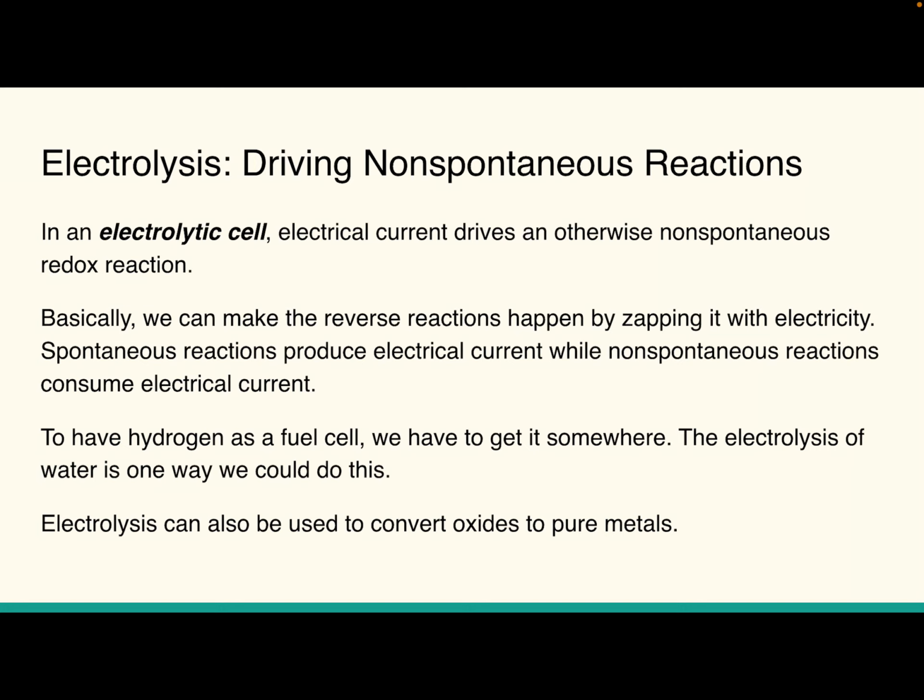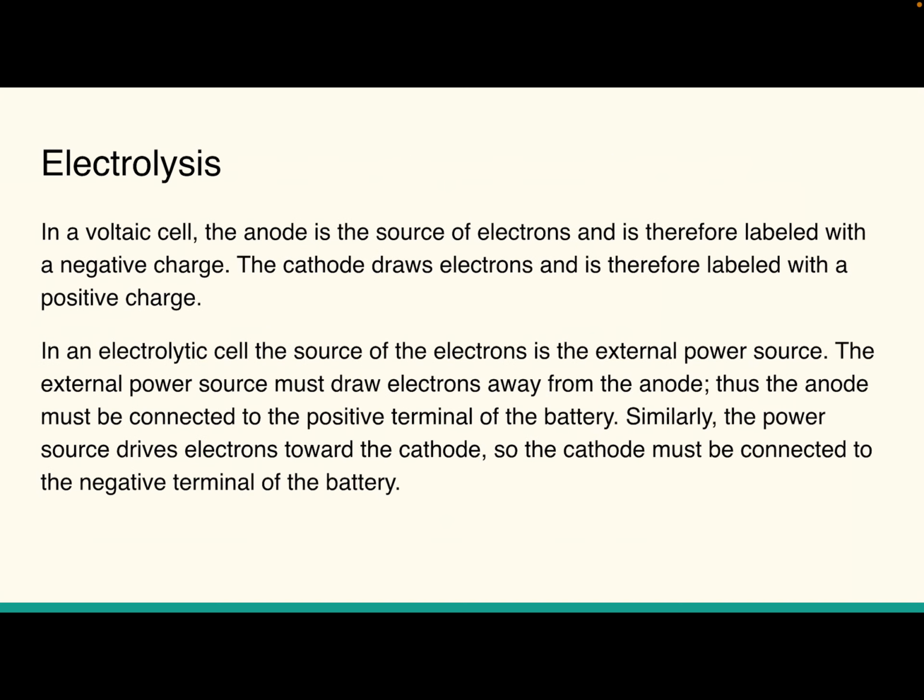So it kind of resets the original reaction. So in a voltaic cell, the anode is the source of electrons. In an electrolytic cell, it still is, but the electrons are being pulled from the anode by an outside source and pushed to the cathode.